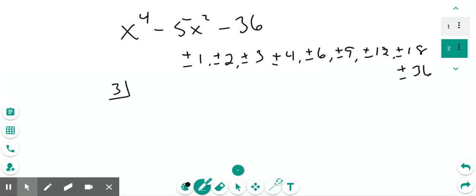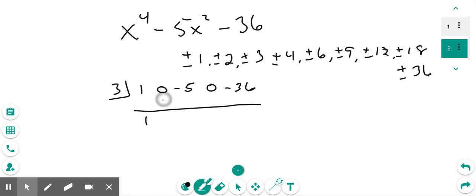Now, when we're setting up our synthetic division, because we've skipped terms with certain exponents, we have to put a placeholder there in our synthetic division. So put a 0 in that space. So this is x to the 4th plus 0x to the 3rd minus 5x squared plus 0x, and then minus 36.